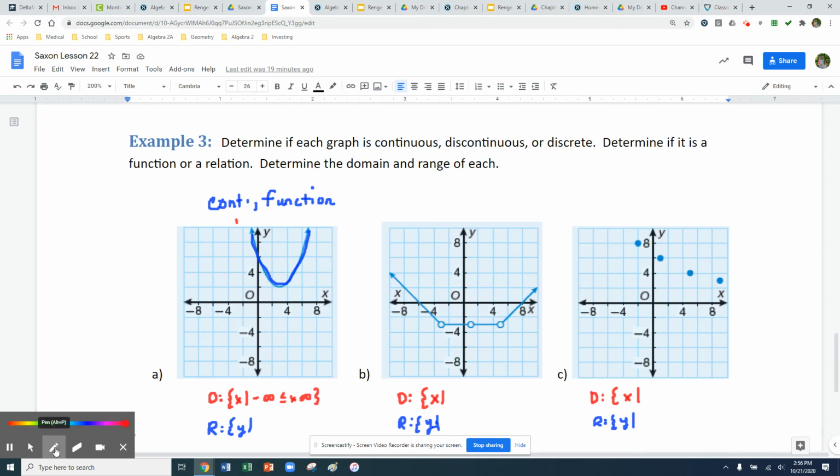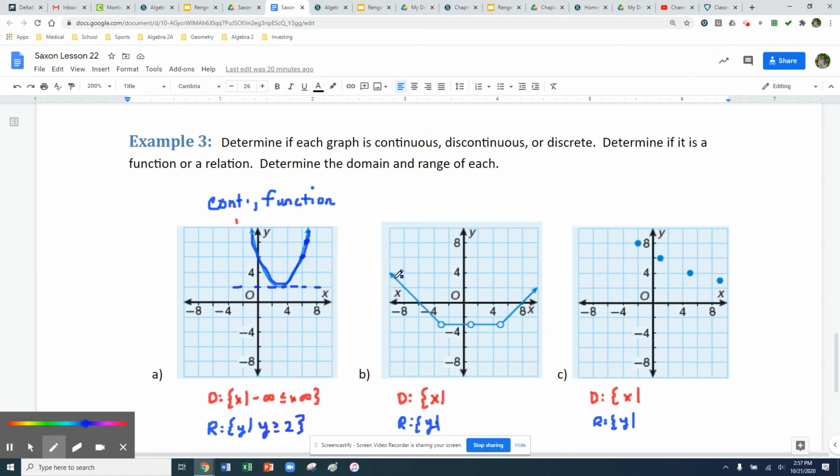But our range, as we look at the y values that are being used, I've got a y value of 10 up here. I've got a y value of 8, 6, 4, 2. Then over here, I've got a y value of 4 being used, a y value of 6, a y value of 8. But as I look, it cuts off. It's never going below 2. I'm not using any y values below 2, so my range is y has to stay greater than or equal to 2.